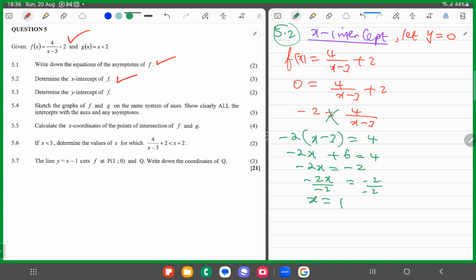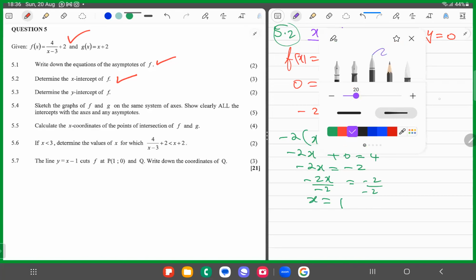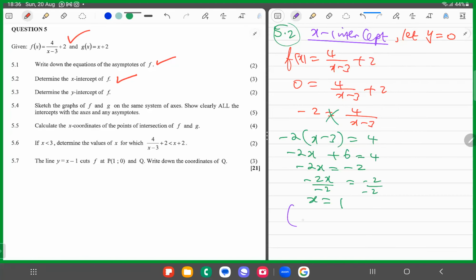So what is the x-intercept? The x-intercept itself is x equal to 1. If you don't write it as x equal to 1, you can write it as a point where x is 1 and y is 0. So there it is, and that is the result. This is the x-intercept, and therefore we have answered question 5.2.